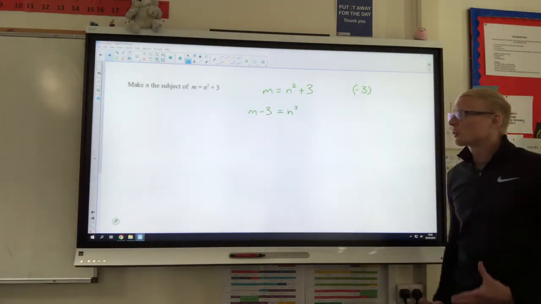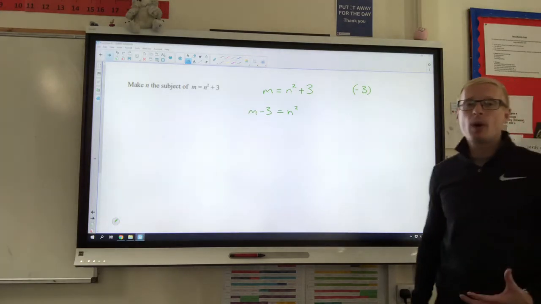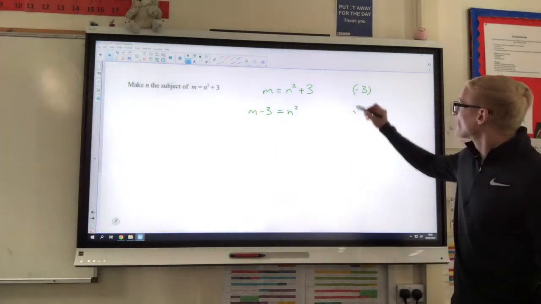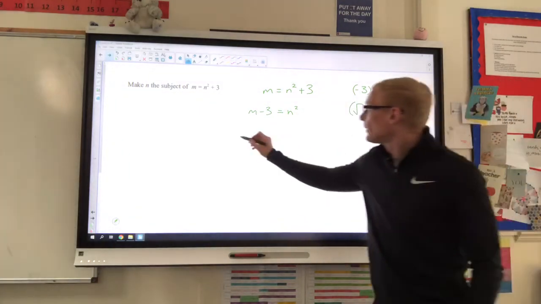And then finally, just making sure I understand that if I've got n squared there, the opposite of squaring something is to do the square root of it. Therefore, I need to square root both sides.